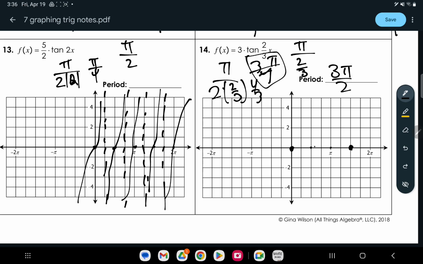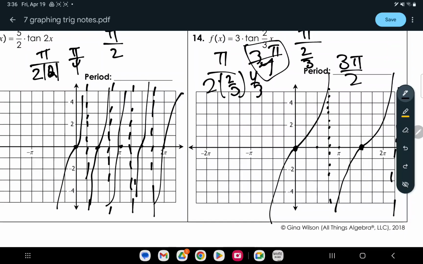So 1, 2, 3, 4. 3 pi over 4. That doesn't seem right. So it looks something like this. It's going to repeat. So there we go, something like that. And there we have it. There's graphing trig functions.